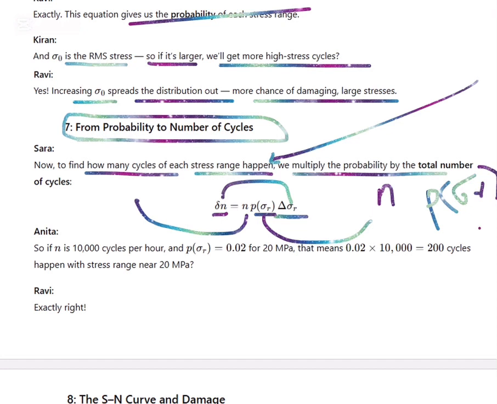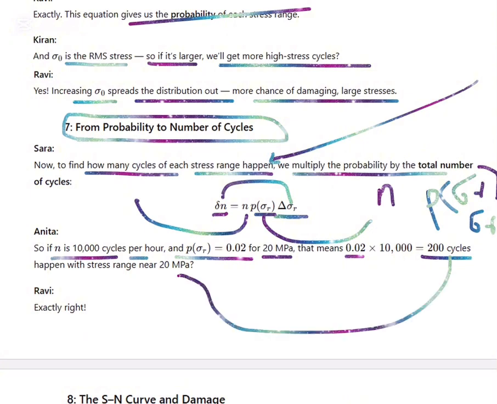So we can get how many cycles of each stress range happen. If N is 10,000 cycles per hour, and the probability for that 20 MPa stress range is 0.02, how many times is it going to happen? 0.02 times 10,000 means 200 cycles happen with a stress range of 20 MPa. So with the different stress ranges, we can get how many cycles of each stress range are going to happen.